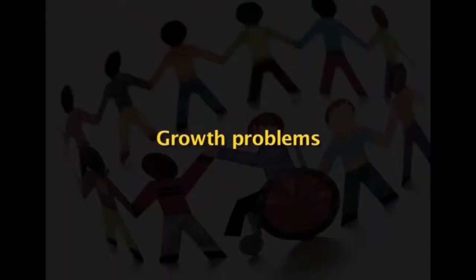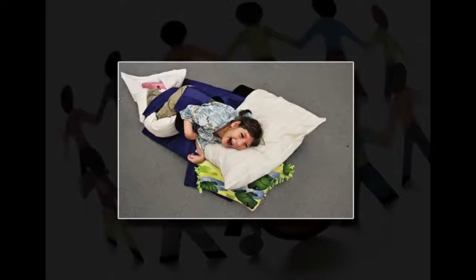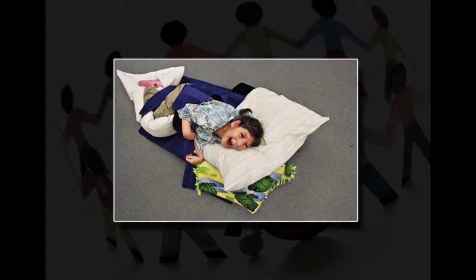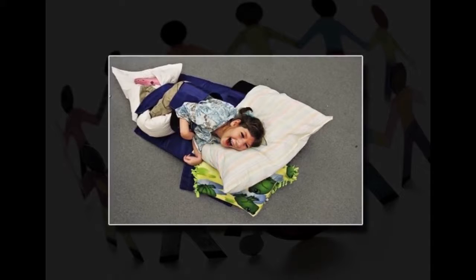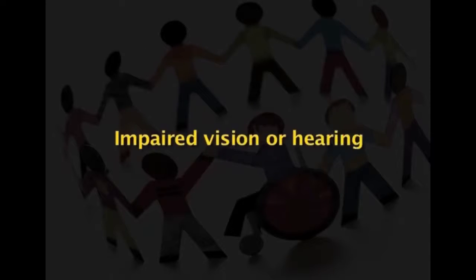Growth problems. A syndrome called failure to thrive is common in children with moderate to severe cerebral palsy, especially those with spastic quadriplegia. Impaired vision or hearing. A large number of children with cerebral palsy have strabismus, a condition in which the eyes are not aligned because of a difference in the left and right eye muscles. In an adult, this condition can cause double vision.